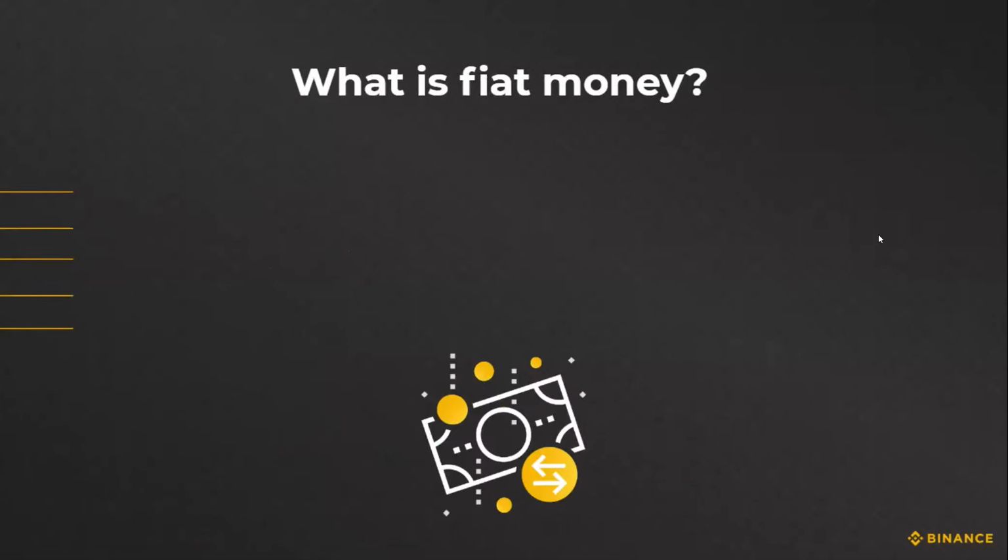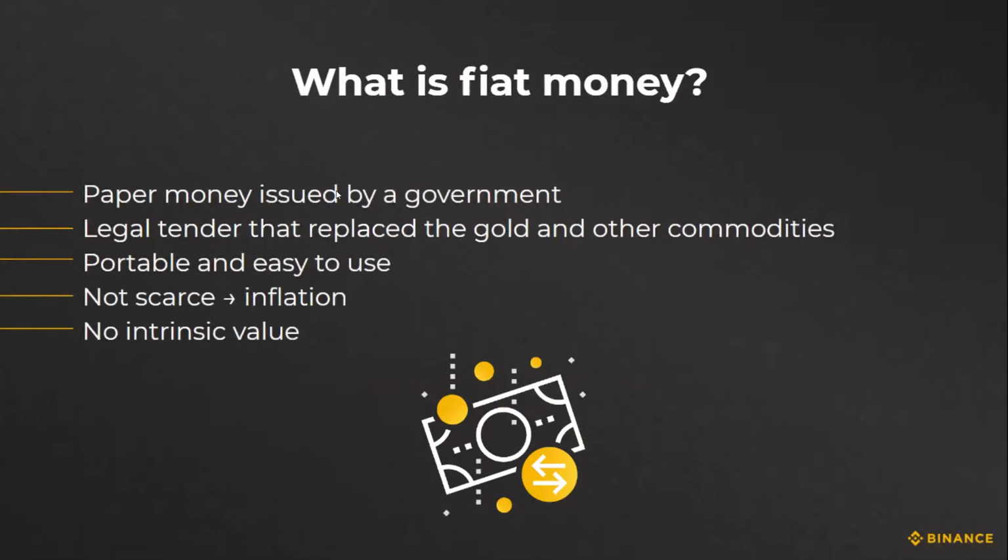So we have various types of money. We have the paper money, which is issued by the government, also called fiat. And then we have the legal tender that replaces gold and other commodities.